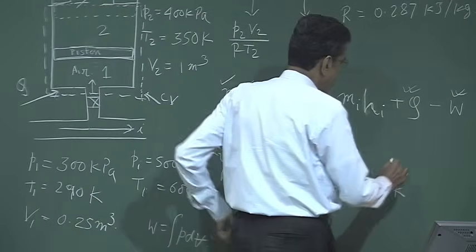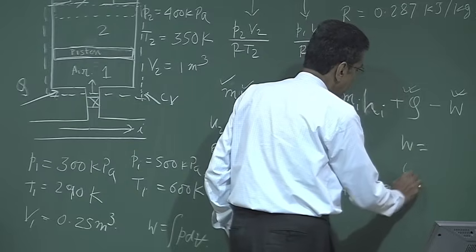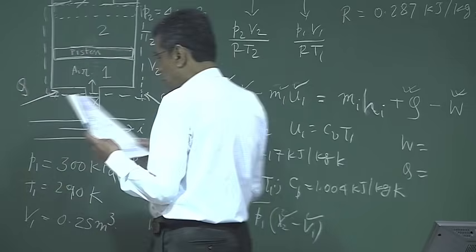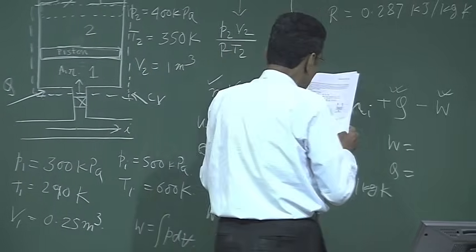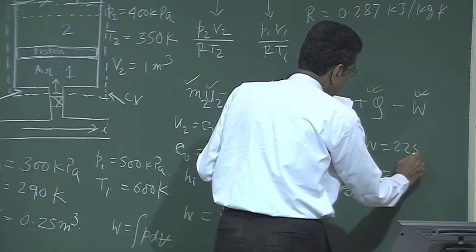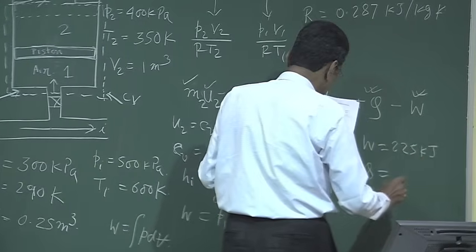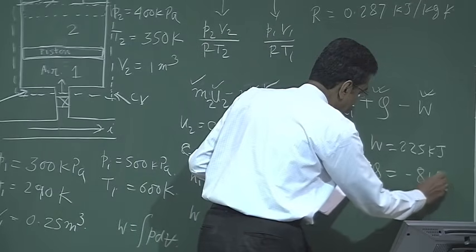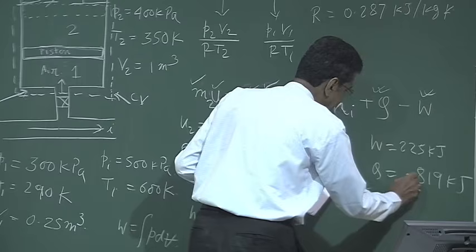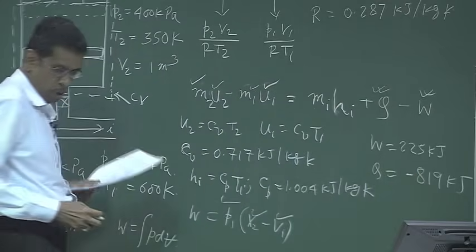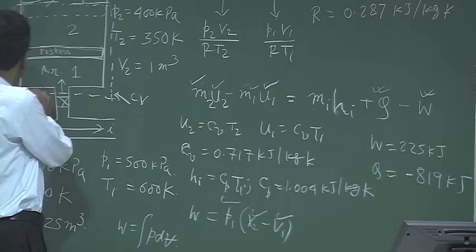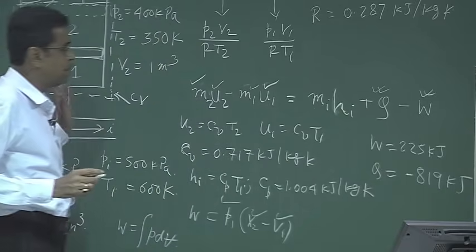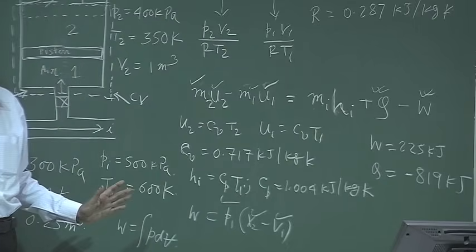So we can find out Q. The value of work and Q comes out to be, I tell you, the value of work is 225 kilojoule. This is positive, meaning it is done by the system, and Q comes out to be minus 819 kilojoule. This minus sign indicates that heat has come out of the system. That means heat finally is not going in, as we assumed when we wrote this equation, but it has come out. So this is the problem. Clear?